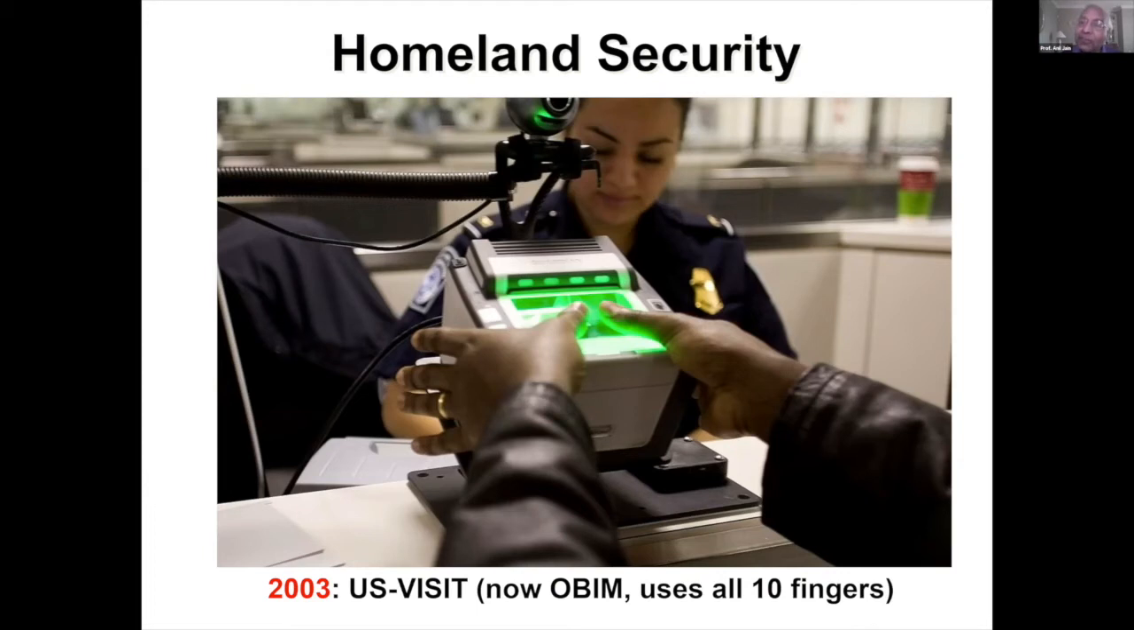pieces of information. Just one fingerprint or one finger would not be enough to distinguish 1.3 billion individuals, even though in principle, in theory, you could, but because of the noise during the capture, it's not feasible.